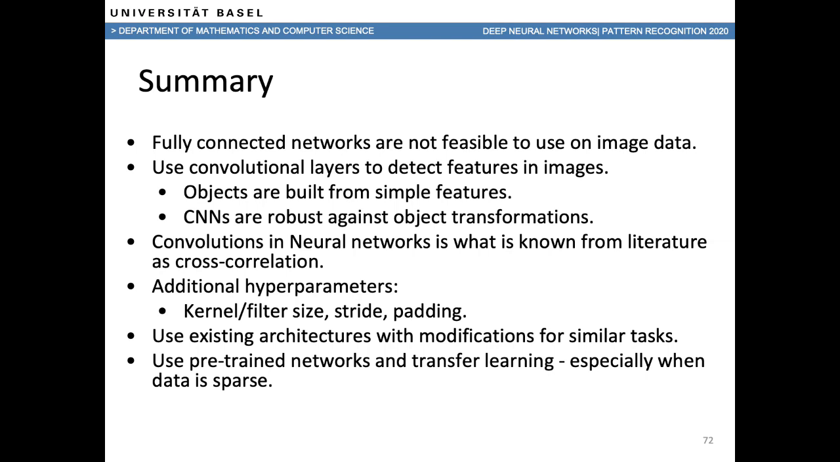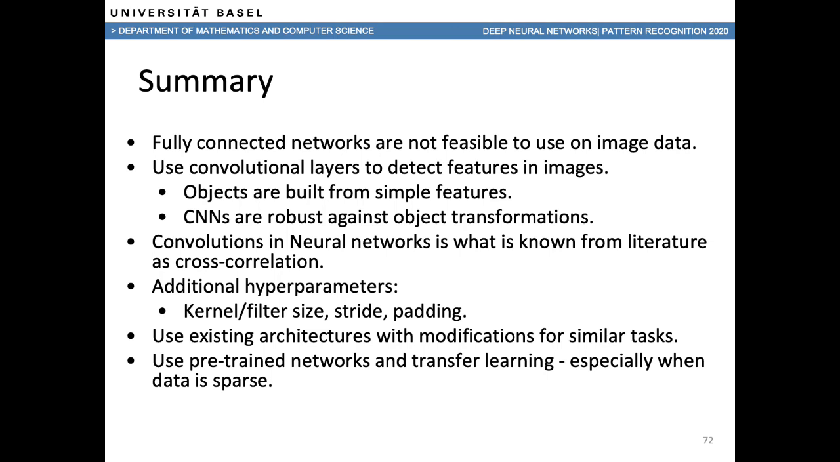Convolutional neural networks are also robust against object transformations. And on a side note, as I explained in the lecture here, convolutions in neural networks is what is known from the literature as cross-correlation. By adding these convolutional layers to our network, we'll add a few additional hyperparameters to our system, namely the kernel size, stride, and padding of these kernels or filters.